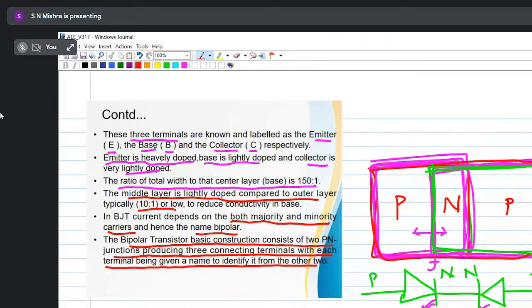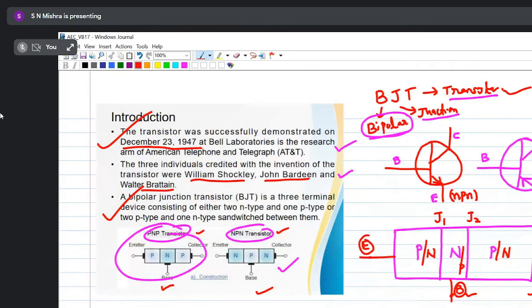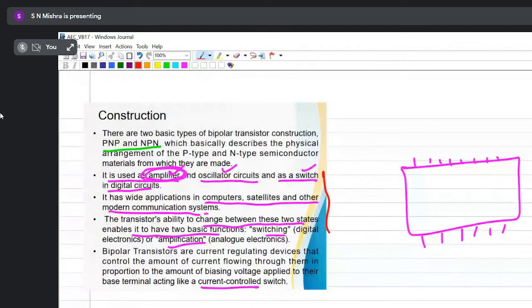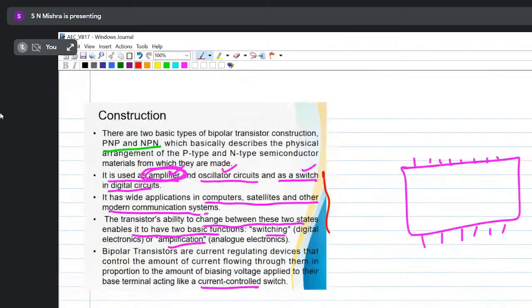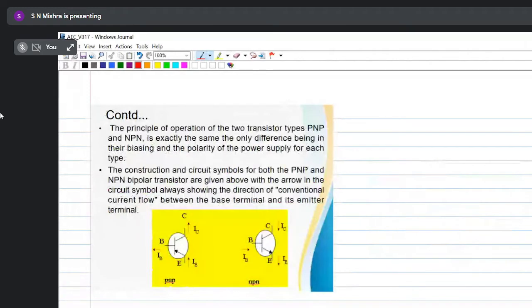Then who invented the transistor, then draw the symbol of the transistor, then what are the different types of transistor, PNP or NPN type. Like these, questions will come. And from this part, what are the applications of the transistor, will also be a short question. This part, doping and sizing ratio, I'll come to this part. Okay, now see.